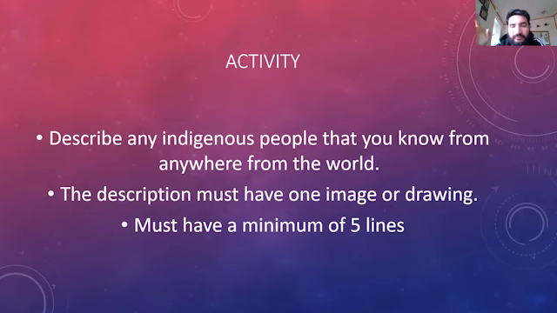You don't need to print it. You can take a photo or a screenshot. But if you have no way to do that, you can send me a drawing. And the description must have a minimum of 5 lines. The description has to have at least 5 lines. So that will be the activity for this week, okay? So you need to describe one native people. And yes, the description must be in English, okay? It has to be in English.